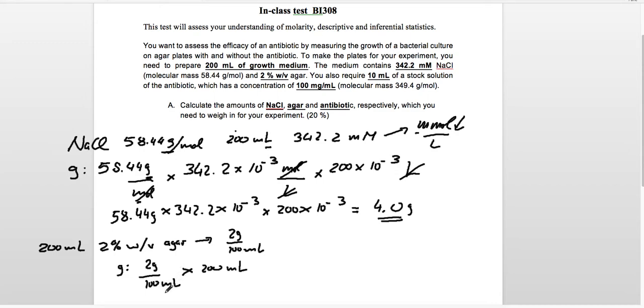So again, we write it that the milliliter cancel each other out. And which is like that. And we have equals 2 grams times 200 divided by 100 equals also 4 grams. So that is our agar. That's the sodium chloride, and that is the agar.